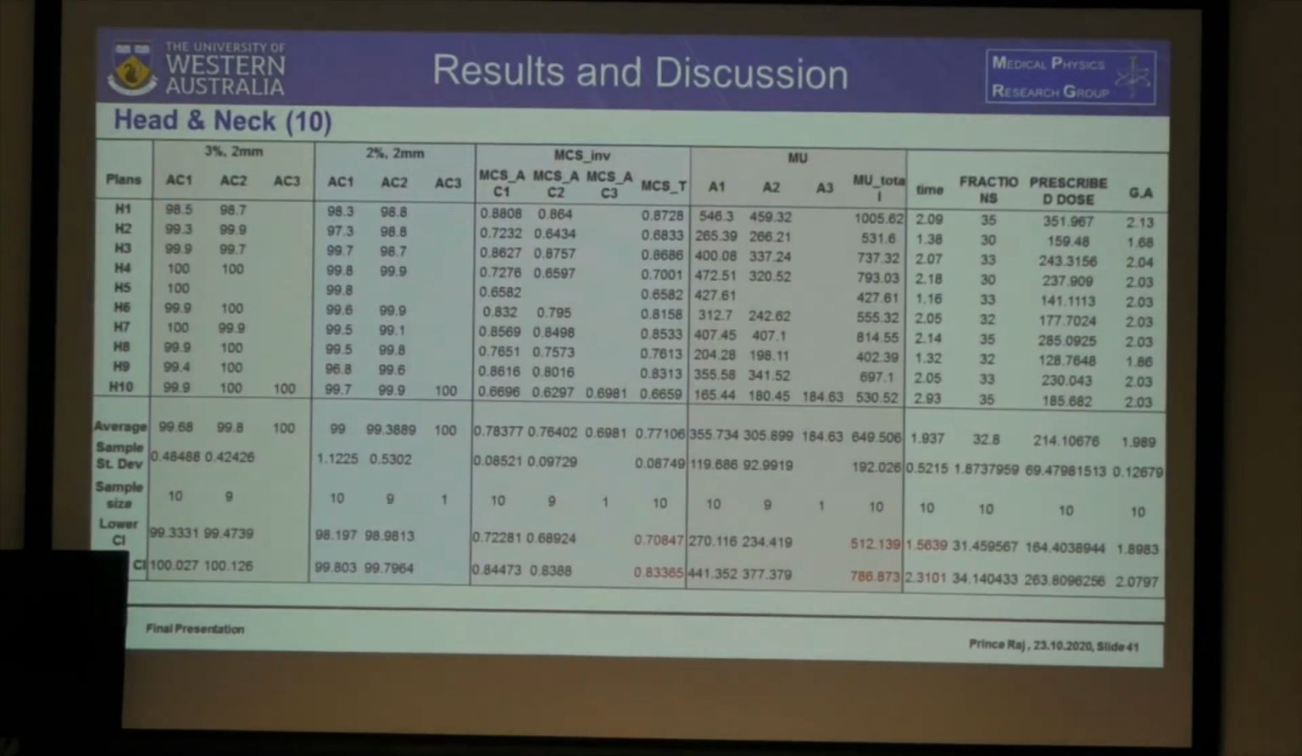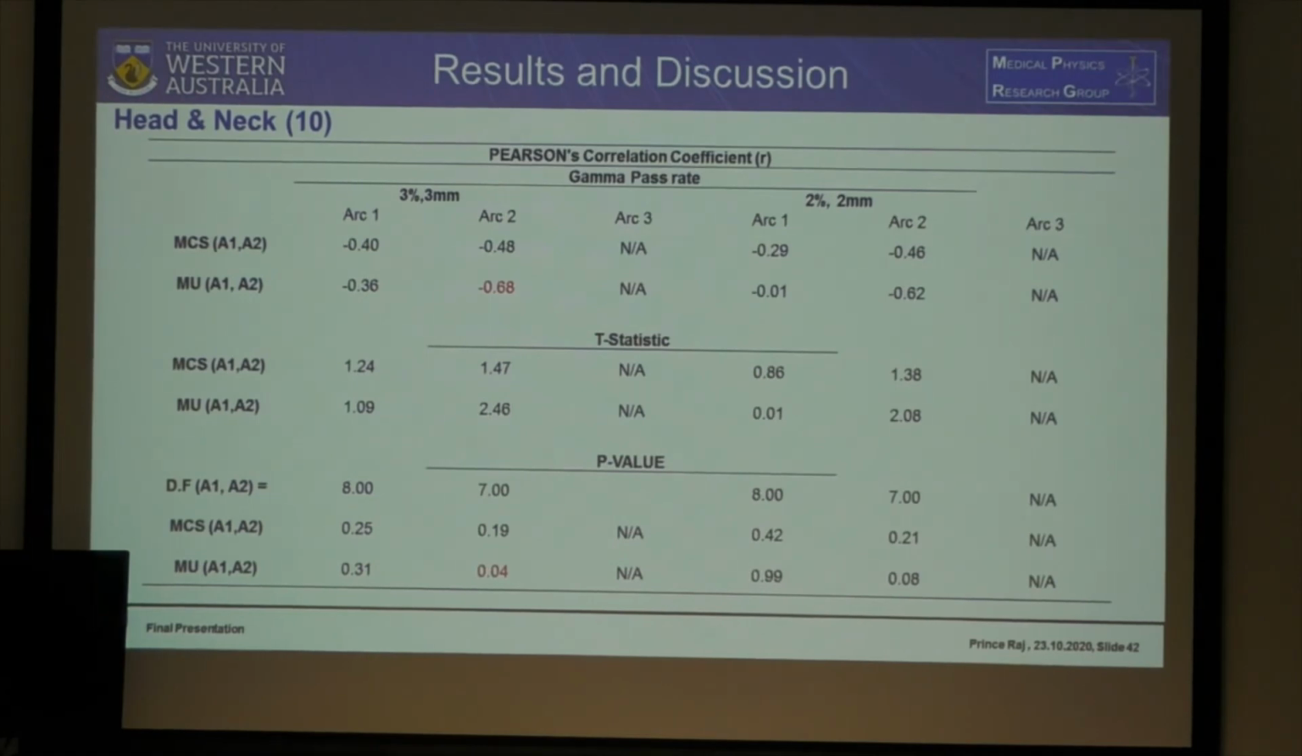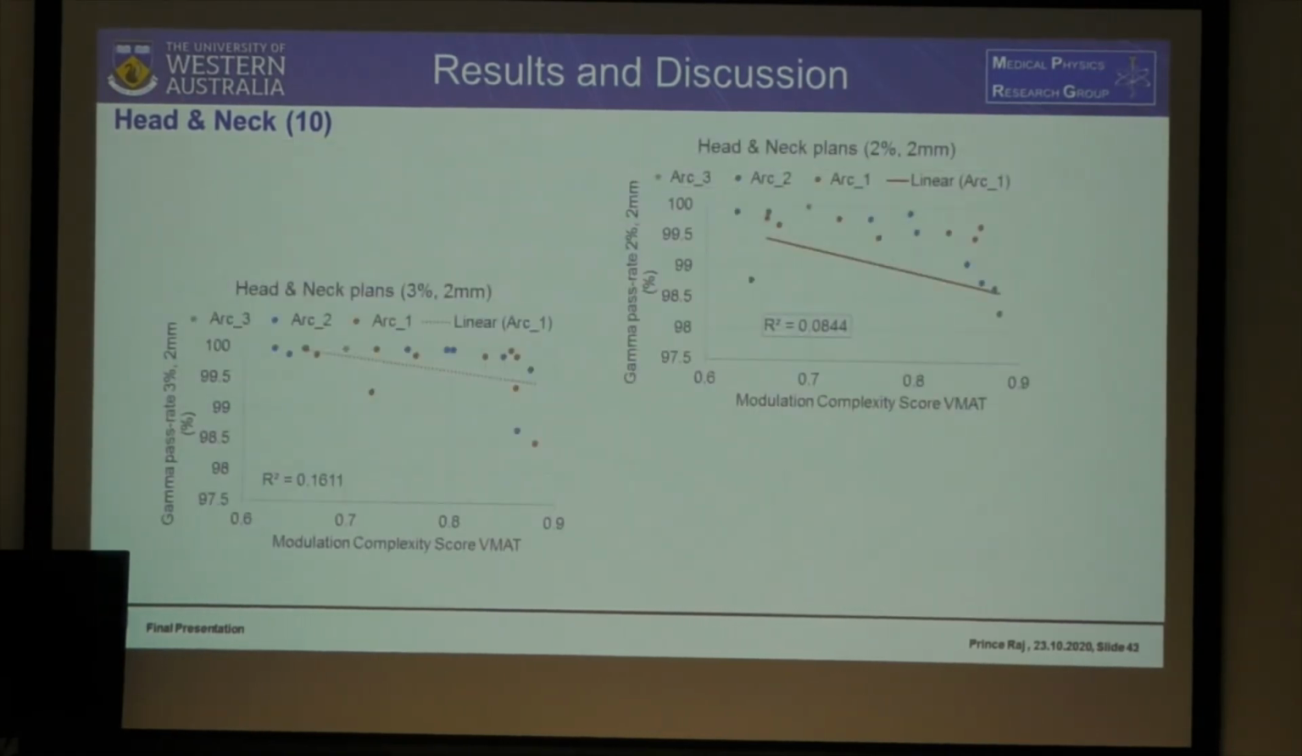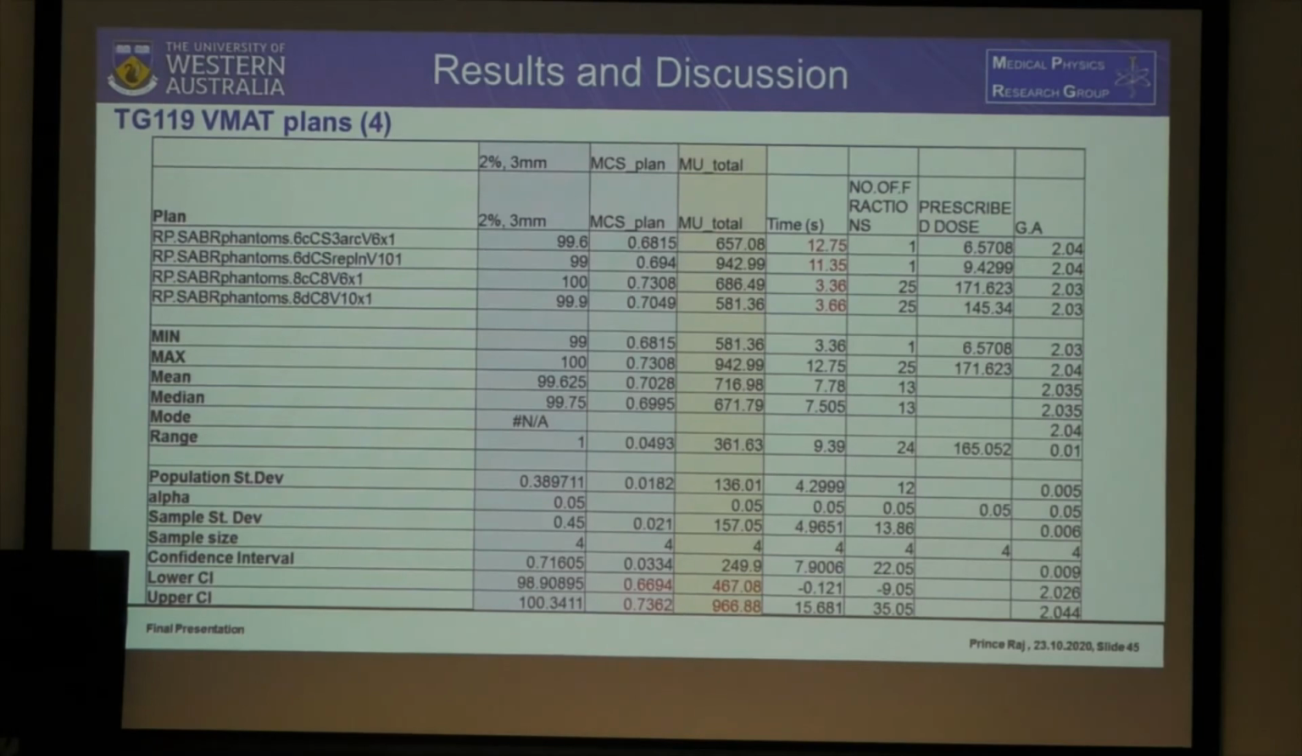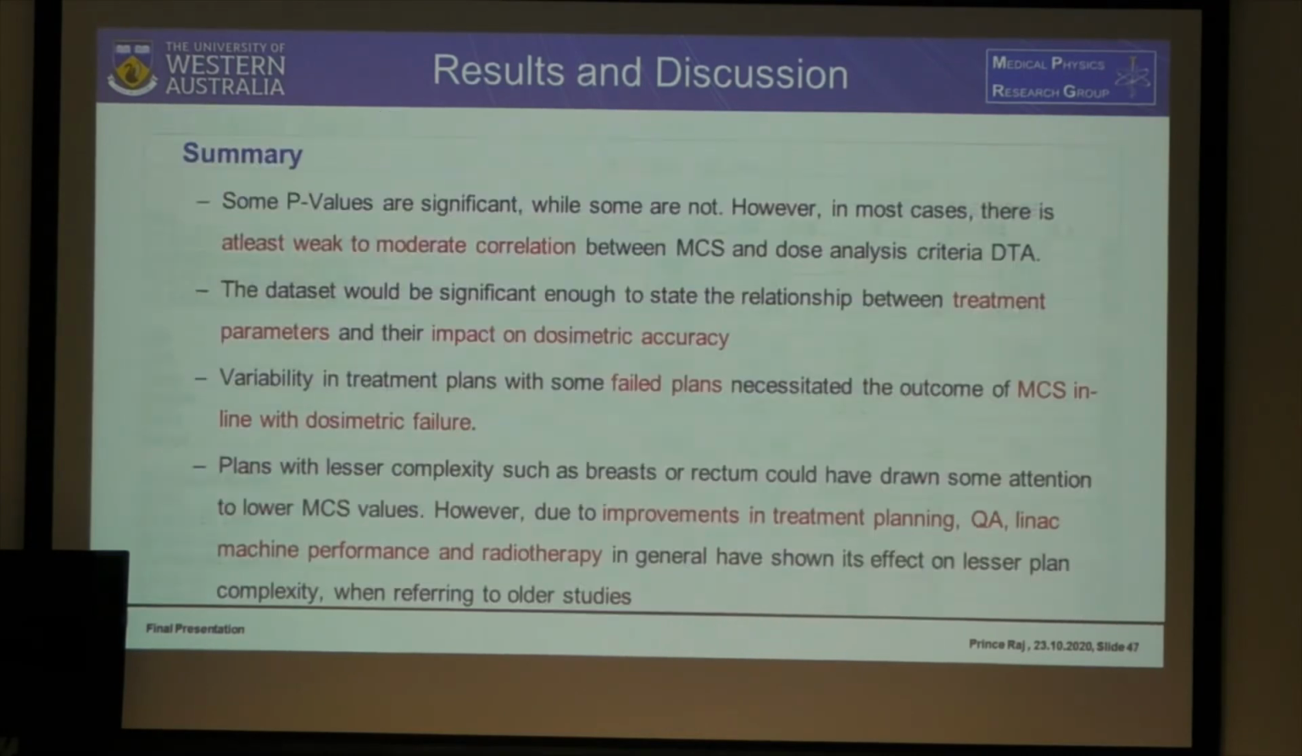We can establish that. For other plans such as head and neck, we didn't seem to have much of a correlation, which could be due to the smaller number of plans, which is just 10. And also in other plans such as the VMAT plans from the TG109 and also the IMRT plans, they all had relatively low values or less significance in comparison. So in summary, we can expect at least a weak to moderate correlation between MCS and gamma pass rate. And also the data set we had could be significant enough to establish this relationship.